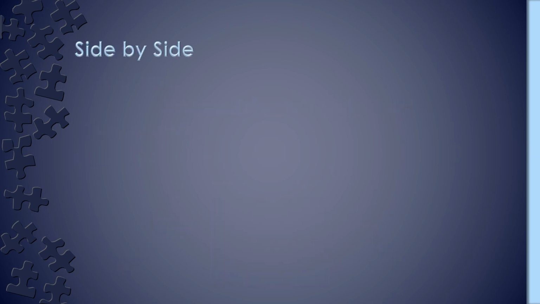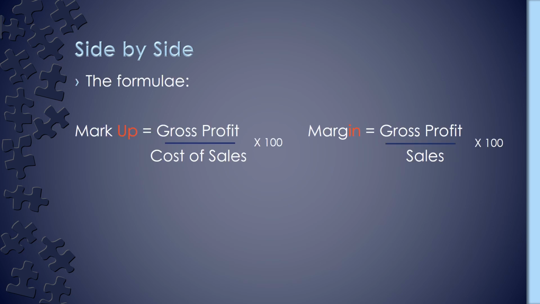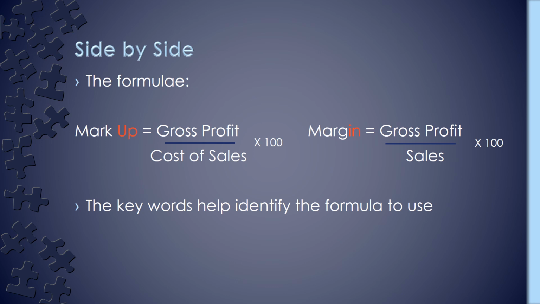So let's have a look at these side by side, and hopefully it will then start to make sense. So the formulae. You've got markup and margin. Markup is gross profit divided by cost of sales times 100, and margin equals gross profit divided by sales times 100. So going back to what we were talking about on the last couple of slides, the key words help identify the formula to use.